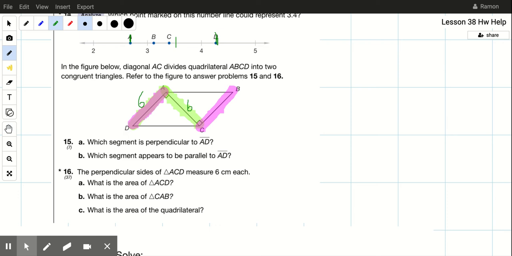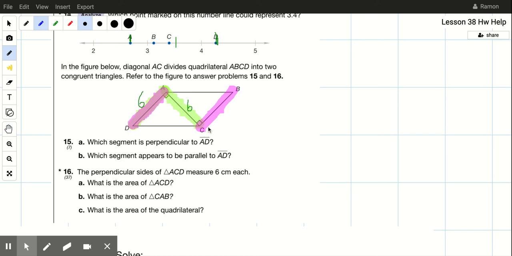Well, to find the area of ACD, we have to look at, so what we're doing with this triangle is using the base and the height to find the area. Now, the tricky part here is you might think, well, what are the base and the height?